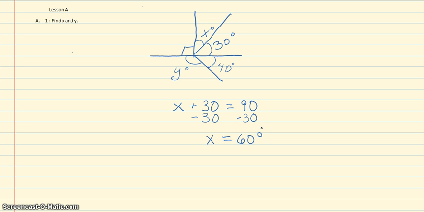For y, I would add y plus 40 to equal 180 because they are supplementary angles. Then I would just subtract 40 on both sides of my equation, and y equals 140 degrees.